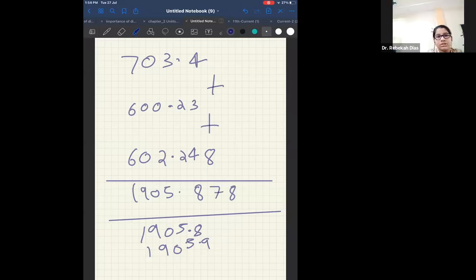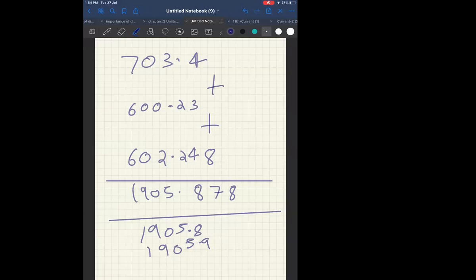So now look at this. The first number has how many places after the decimal point? 1. The second number has how many decimal places? 2. The third number has how many decimal places? 3. Therefore, which number should we consider? The first one. So even my answer should have 1 decimal place. Therefore, 1905 can be as it is.